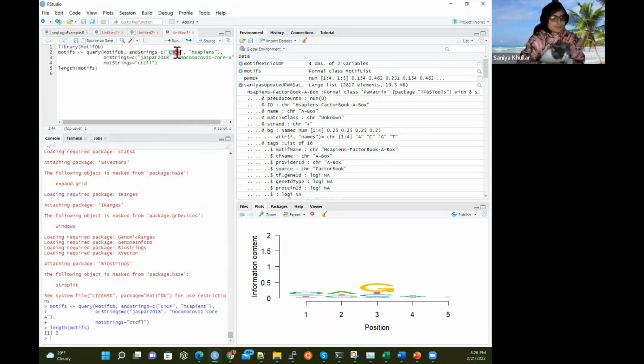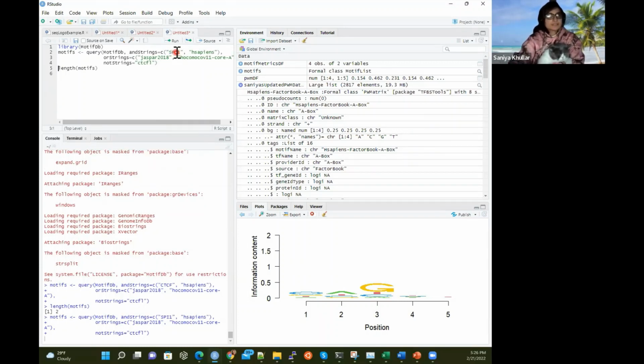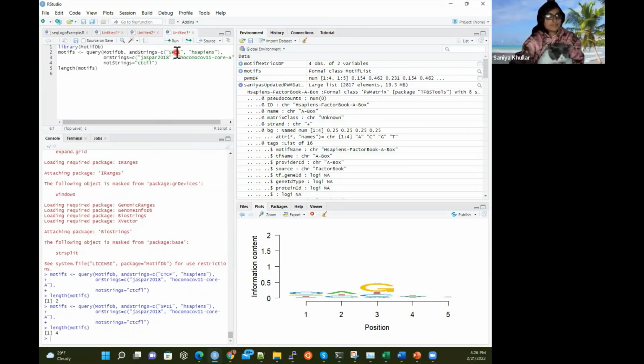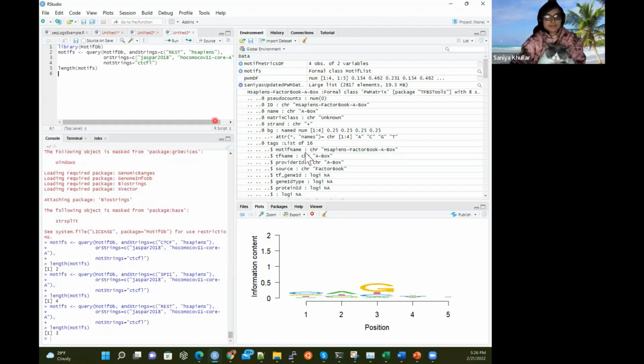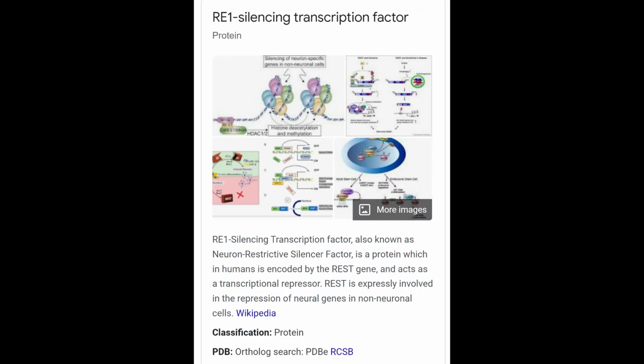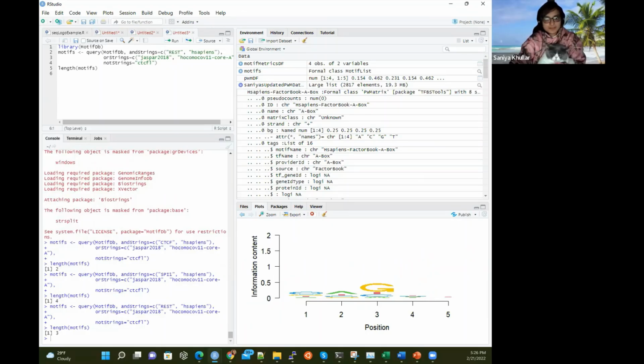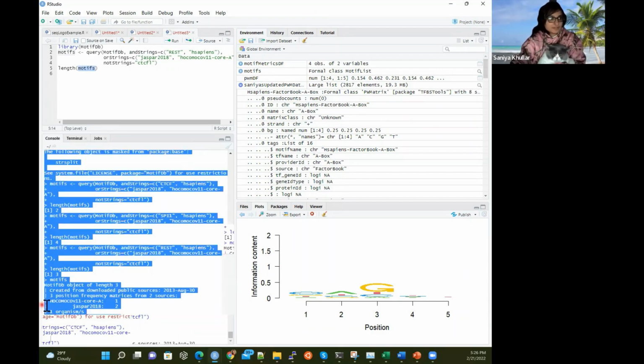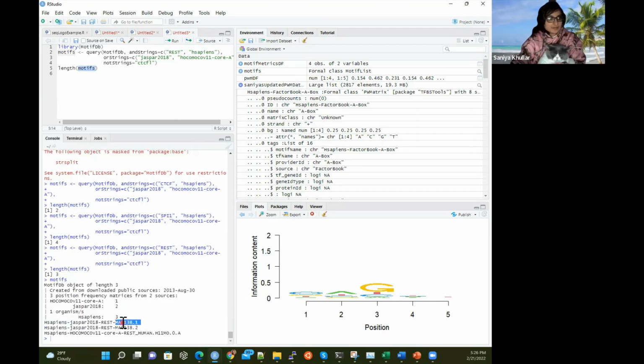Maybe I also want to look up SPI1, for instance. And there are 4 motifs that I can identify for that. Or maybe I want to look up REST, for instance. Let's look up this transcription factor REST. So there are 3 motifs here, and I can look up what the motifs look like. They are found from the JASPAR database. There are a few different ones. These are the 3 that were found, and these are the IDs that were found for these.